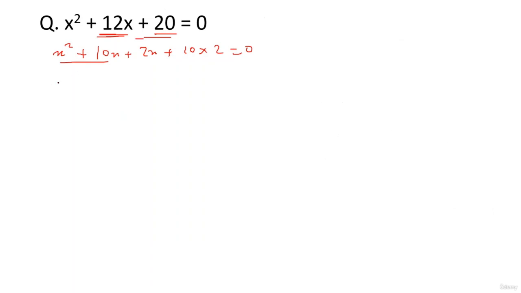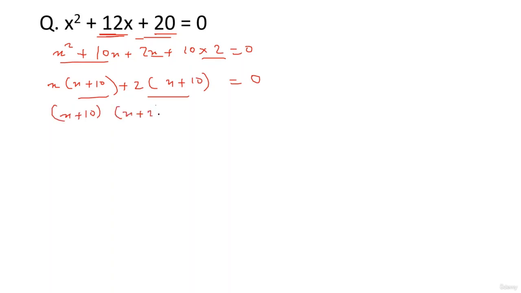Right. Now between these two you can take x common, x into x plus 10. Between these two you can take a 2 common, plus 2 into x plus 10 equal to 0. Now between these two you can take x plus 10 outside common. अंदर क्या बचेगा इसके? x plus 2 being equal to 0. So either x plus 10 is 0 or x plus 2 is 0. So matlab x is minus 10 or x is minus 2, right?